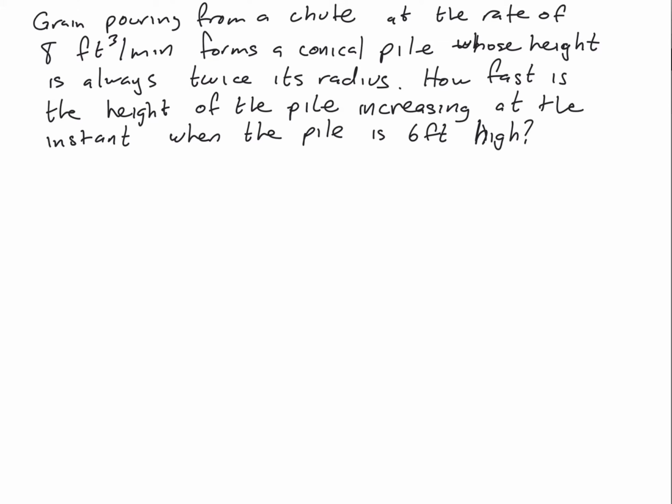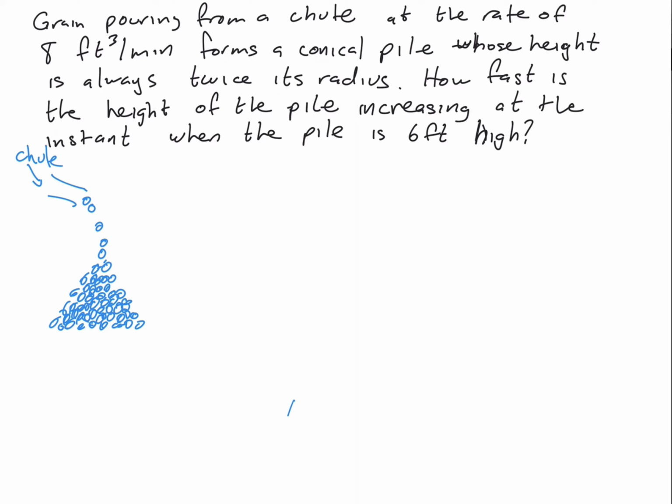What's up? Draw a picture. That's right. Good job. Okay, so pouring from a chute. So we've got a chute. That's a chute, and you've got some grain things here. Oh, maybe you're going to brew some beer. I don't know. Although I guess you wouldn't pour it in a conical pile. Okay, there we go. There's my conical pile.